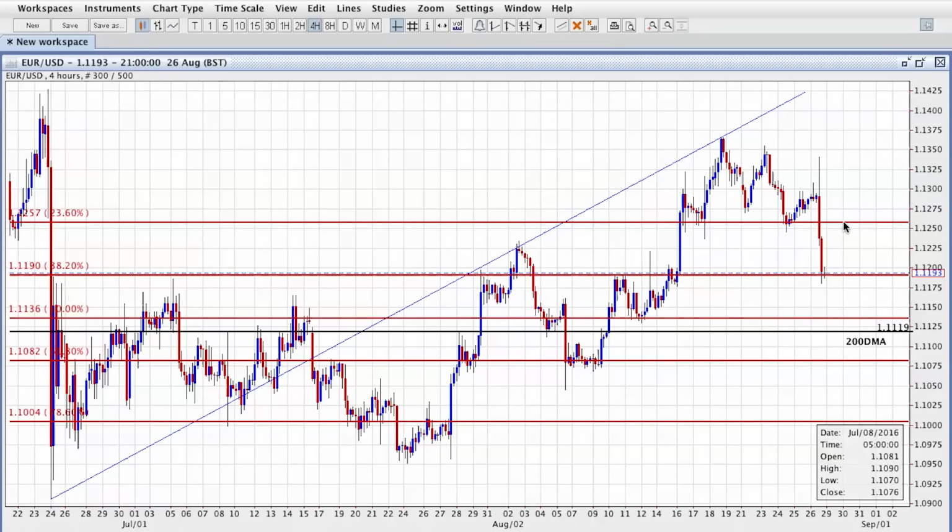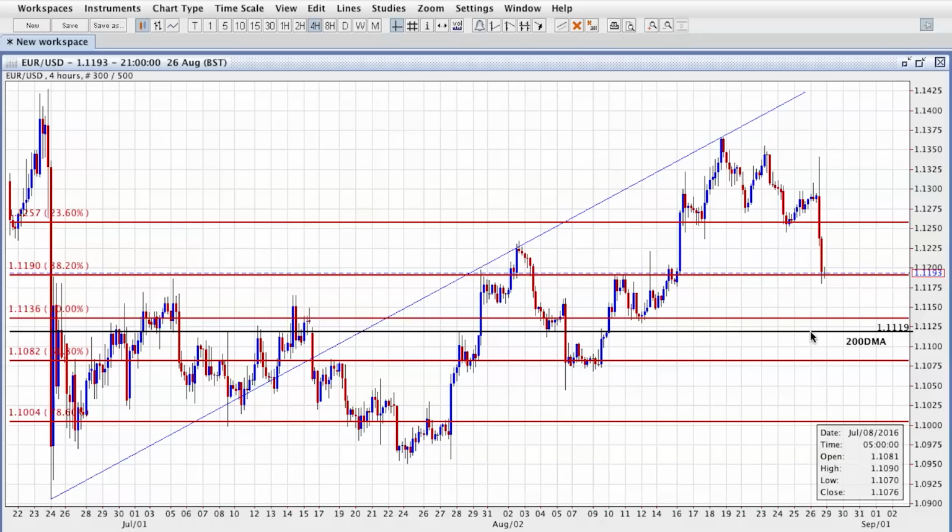If we look on the upside, we have very tentative resistance around the 1.1260 area, being that last real retracement of resistance on the Fibonacci retracement here. And of course you've got the highs here, but I think at the moment we may see some subdued trade on the euro dollar as we move towards that crucial non-farm payrolls on Friday.